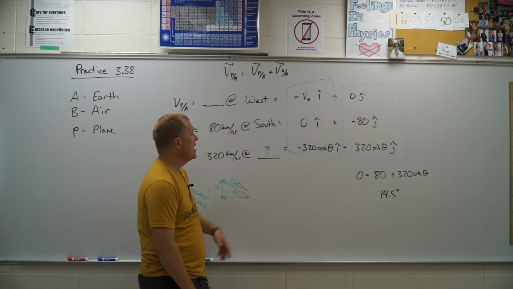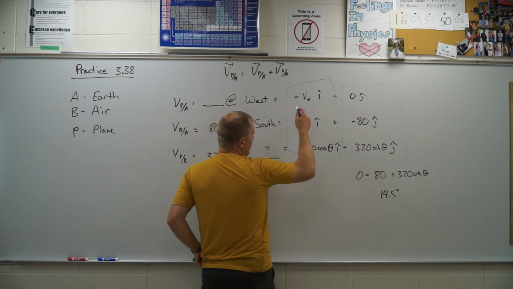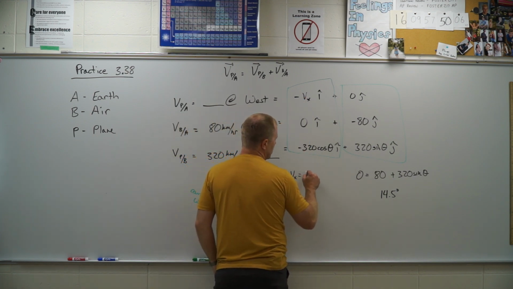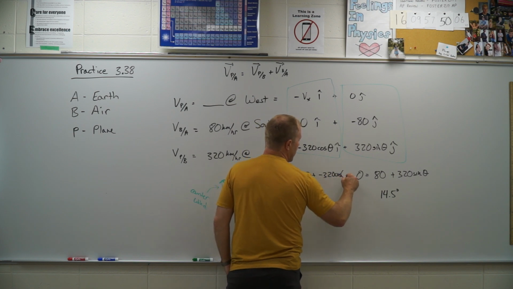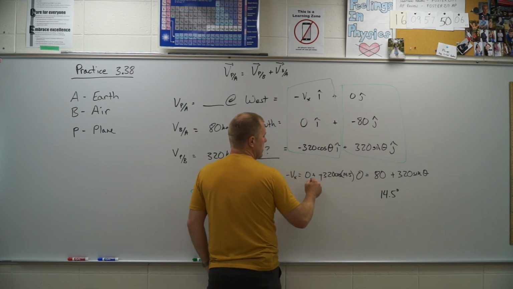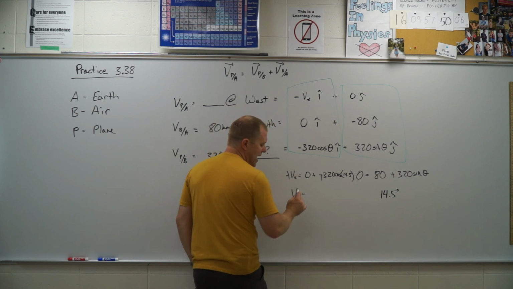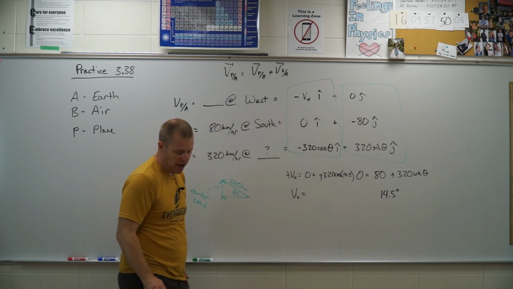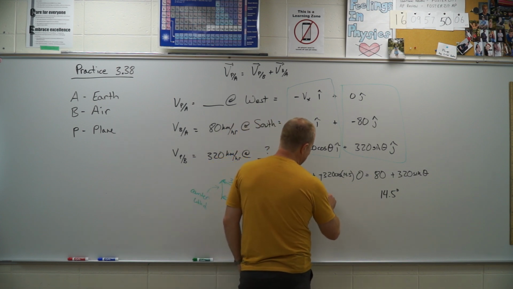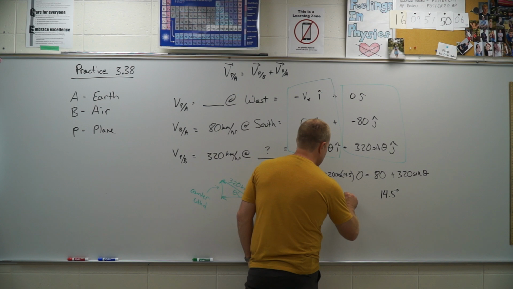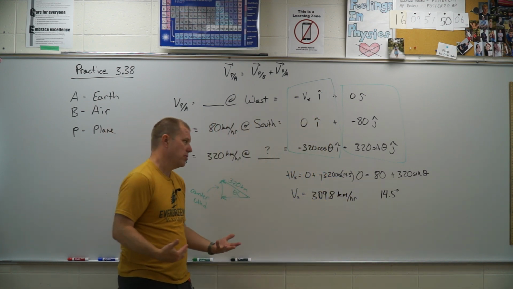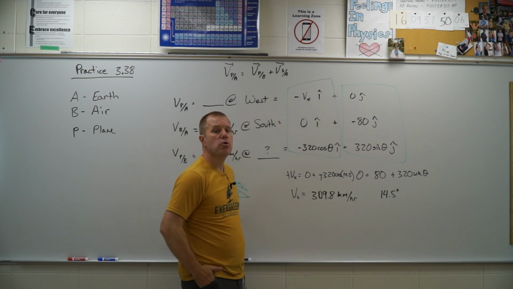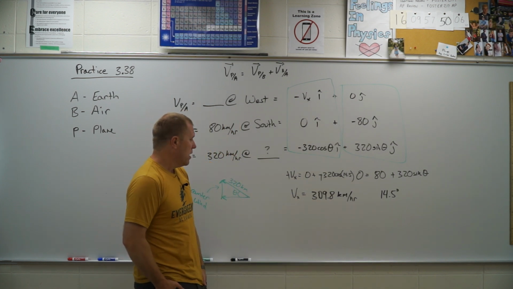They also asked me to find how fast I was moving. So now I can go over here and I say, well, negative Vx is equal to 0 plus negative 320 cosine of theta, which was 14.5. The negatives cancel, and so I find out that the x component, how fast I'm actually flying west, is about 309.8, maybe I'll write that, 309.8 kilometers per hour. So some of that 320 is going into countering the wind, the rest of it is going into moving me westward. So there you go.